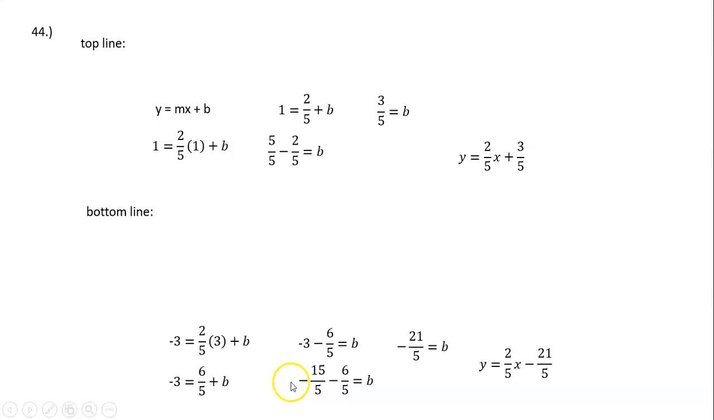Now that we have a common denominator, we keep our denominator and we subtract our numerators. So -15 minus 6 is -21. So our y-intercept is -21/5. And that's just a little bit less than -4. So does it appear on your graph that it crosses just below -4? And you'll see that it does. So we bring all of that together, and the equation of our bottom line is y = 2/5 x - 21/5.